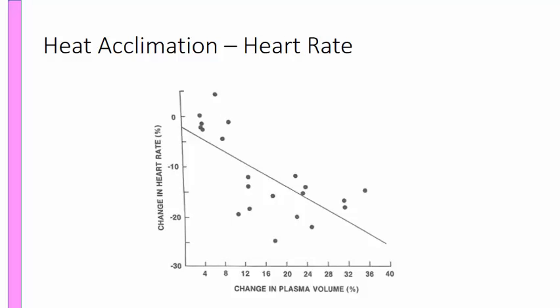Heart rate decreases as we become heat acclimated. And heart rate is going to decrease due to an increase in our plasma volume. Because if we have an increase in plasma volume, we're increasing our stroke volume, and therefore we can decrease our heart rate in order to maintain that cardiac output.